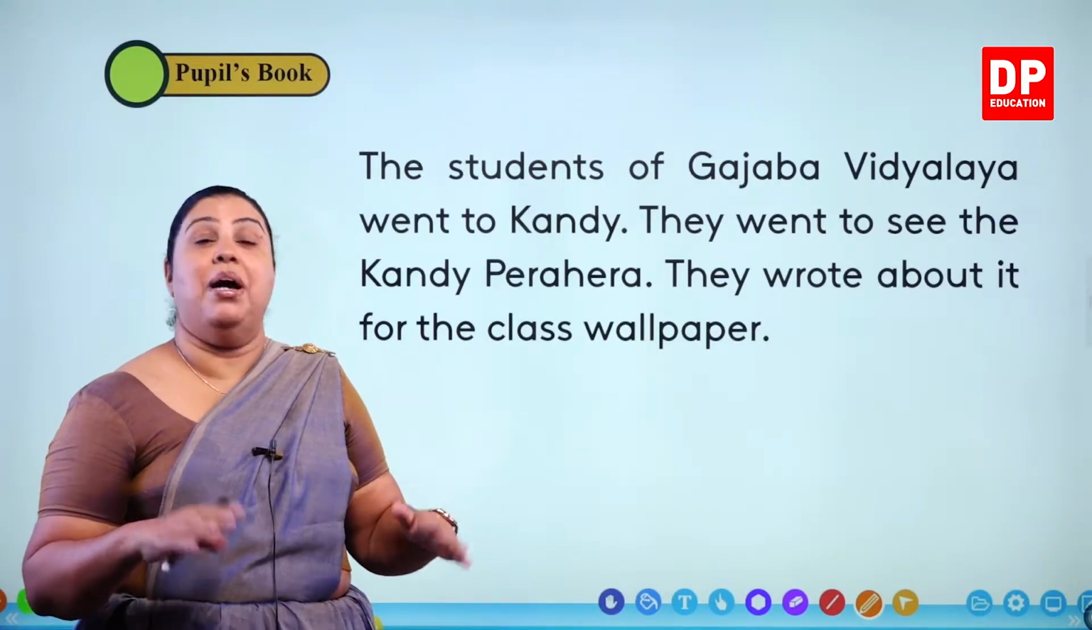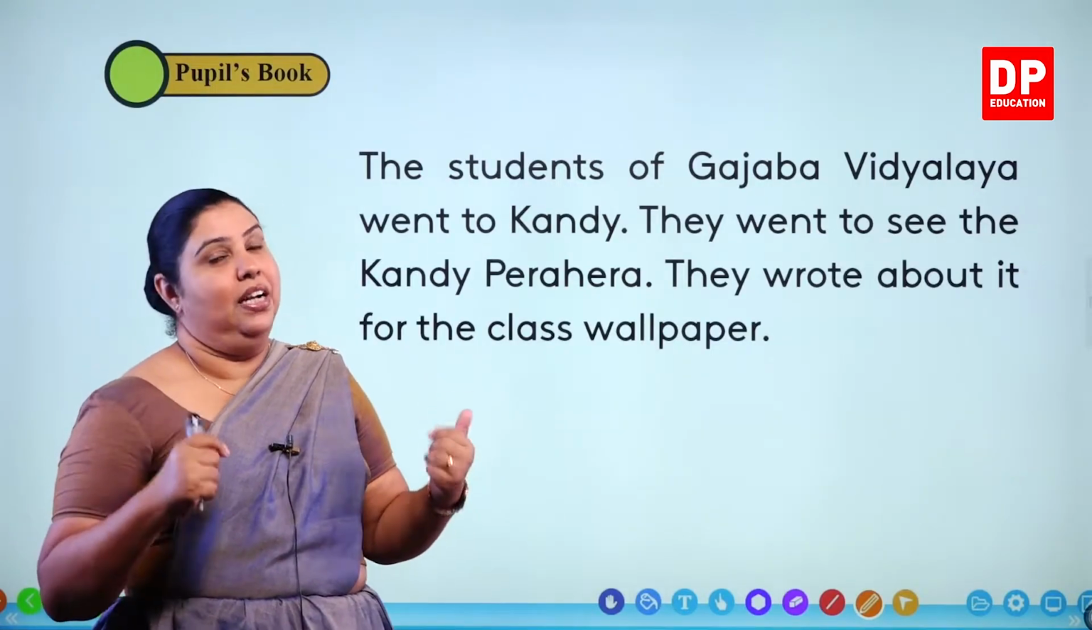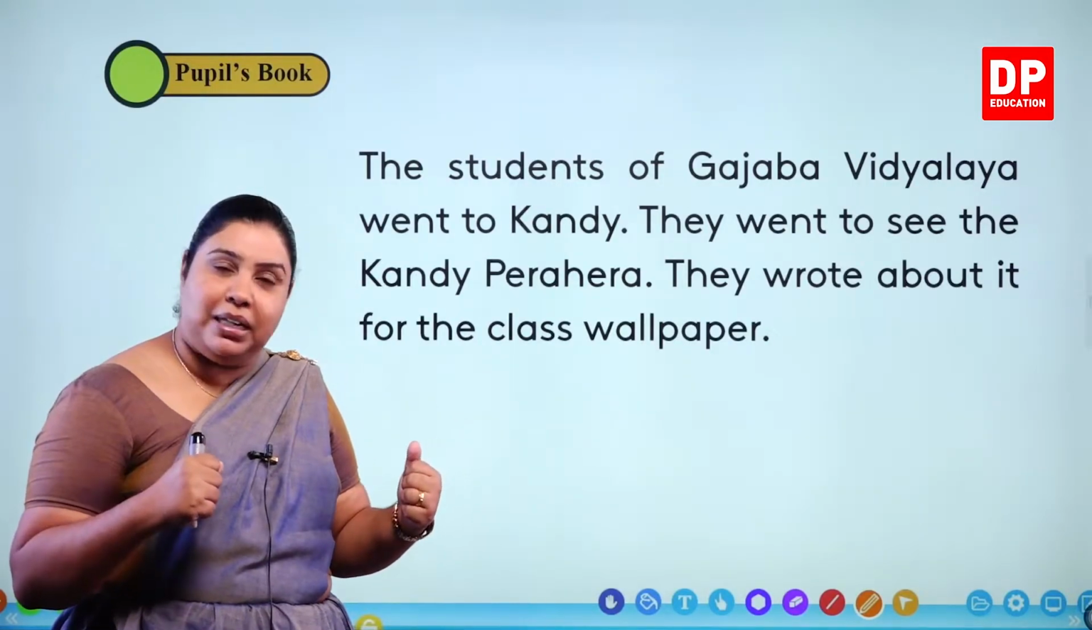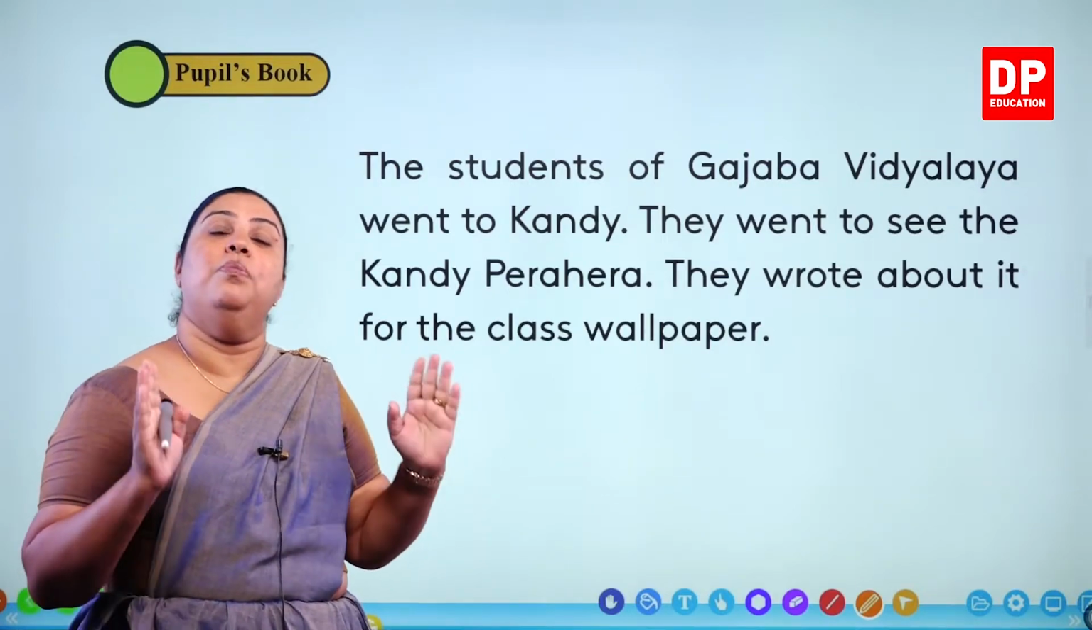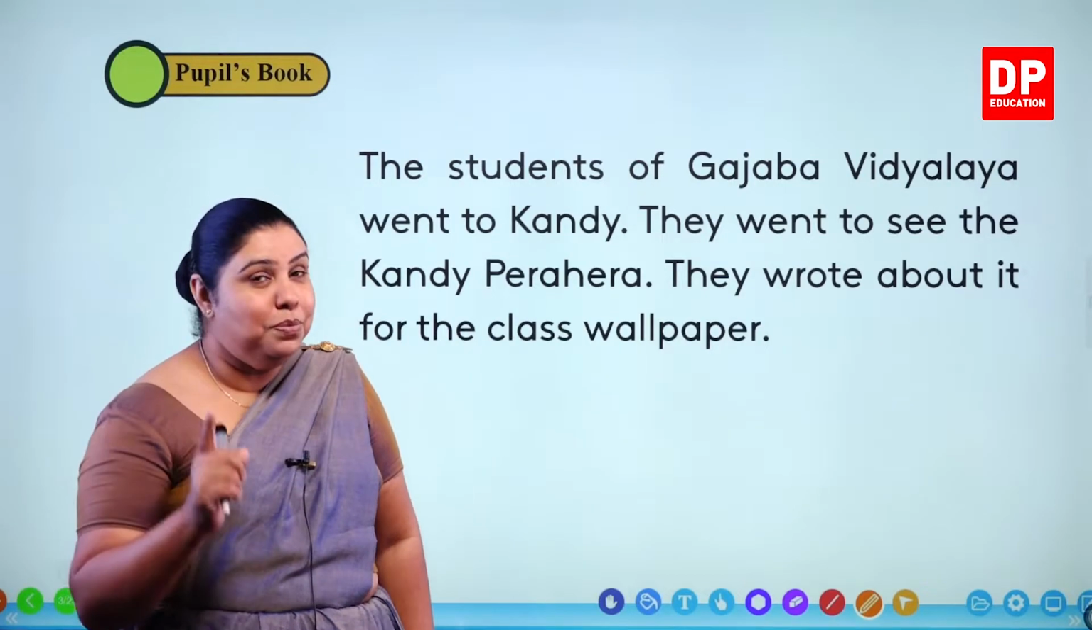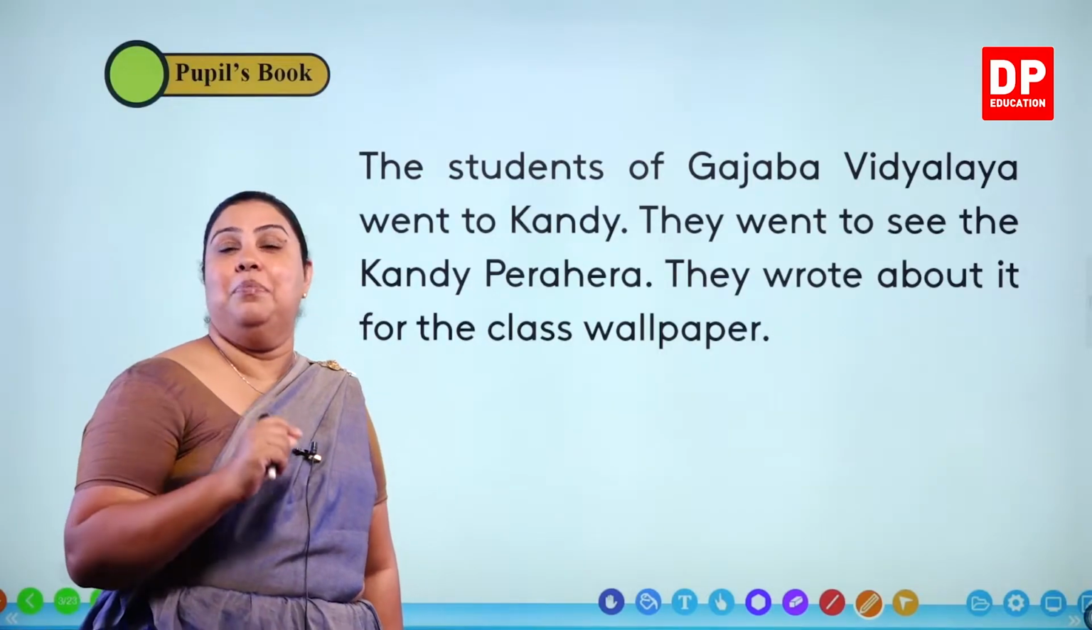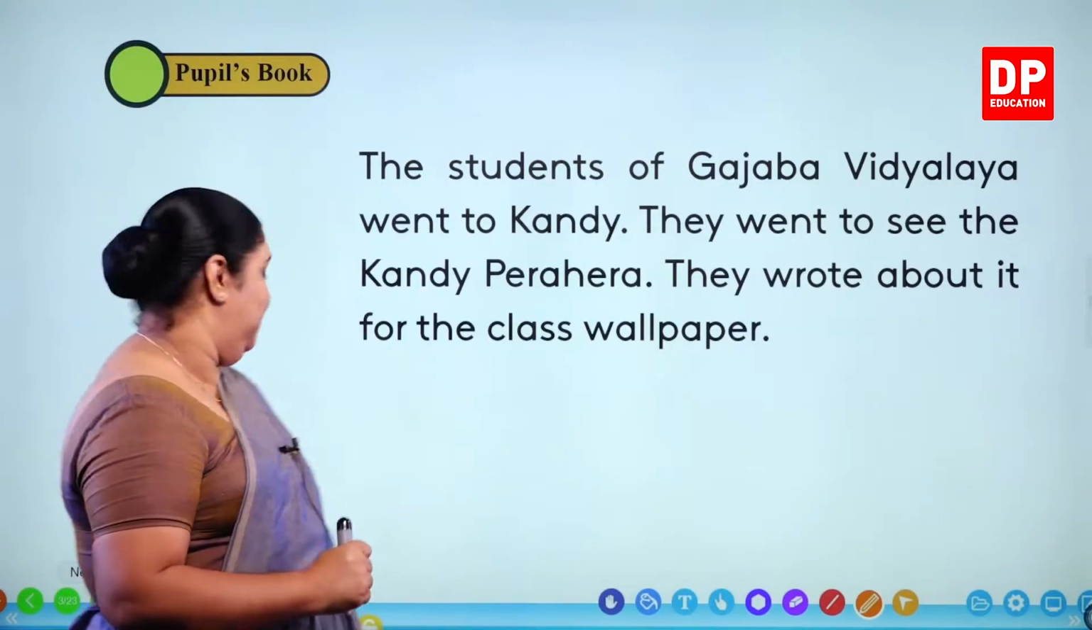So now let's take a look at the things that they have written about the Kandy Perahera, and at the same time I have brought you some pictures. Now in your pupils book you don't have many pictures about the Kandy Perahera, but I have brought you so many beautiful pictures. Let's move forward and learn about the Kandy Perahera.